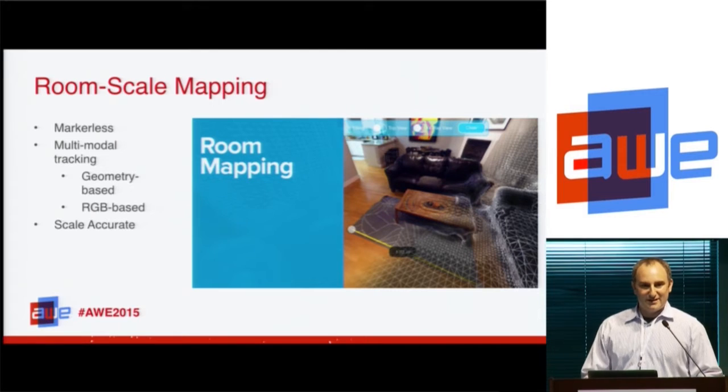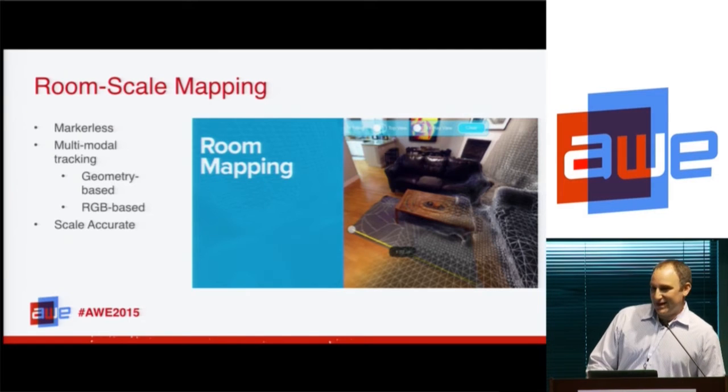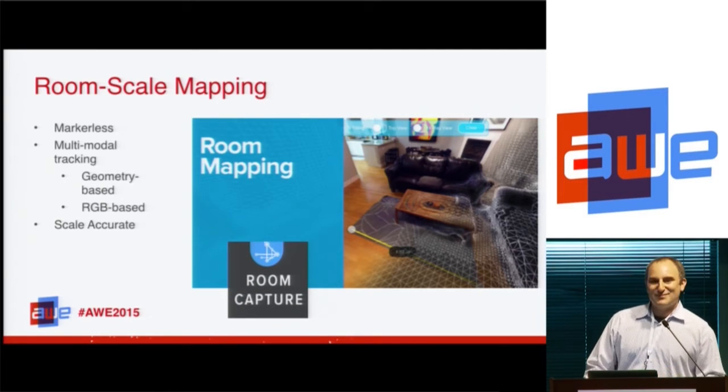So the next component I'll talk about is the room scale mapping. This is something that allows you to capture a larger scale mesh of an area, again without a marker, and again using that multimodal tracking that lets you use both geometry and color data to track against what you're capturing. Because the Structure Sensor is an active depth sensor and because it's got a known baseline in its optical elements, everything we capture is metrically precise, so you can capture measurements of what you're scanning, whether it's an object or a room.